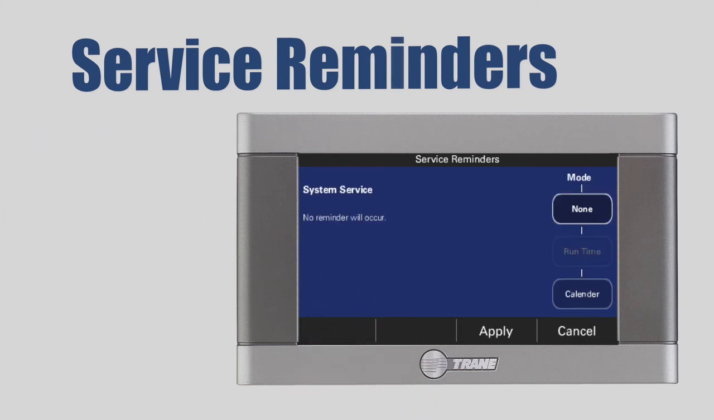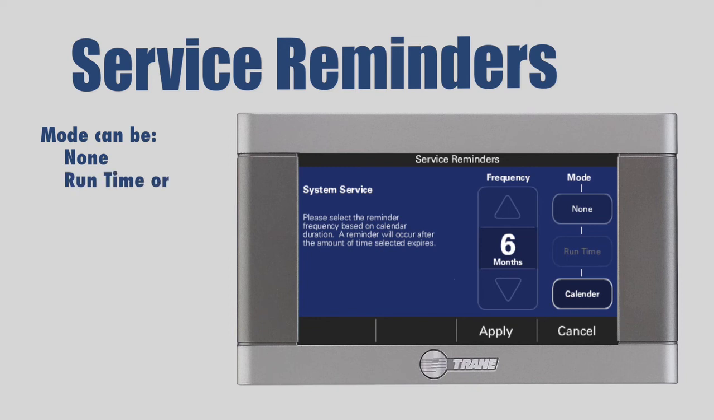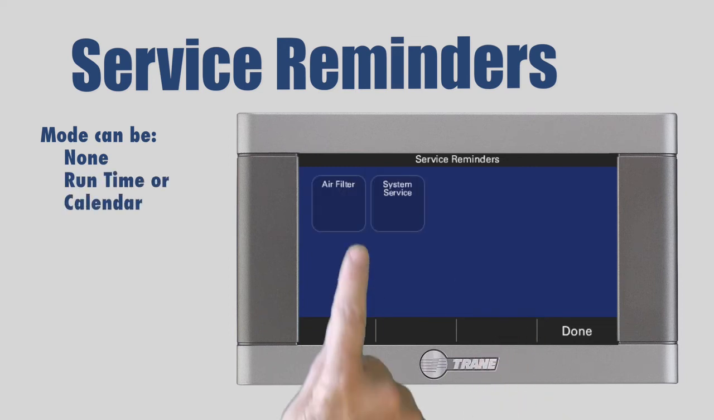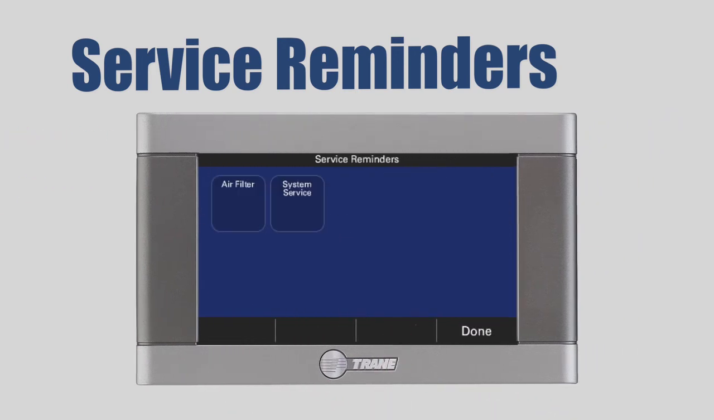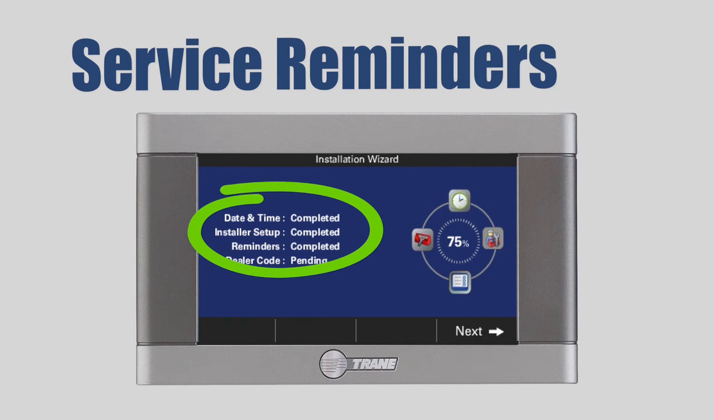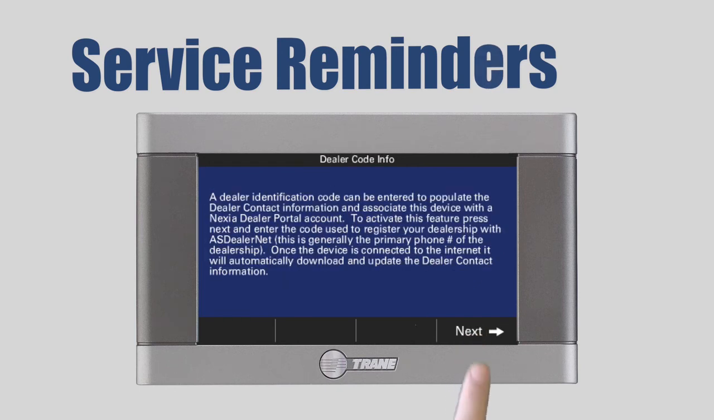Select Service and then select the mode. Then select how often the reminder should be displayed. Follow the same procedure to set the air filter reminder and press Apply and then Done. The progress screen will indicate that you have completed 3 of the 4 sections of the Installation Wizard. Press Next.